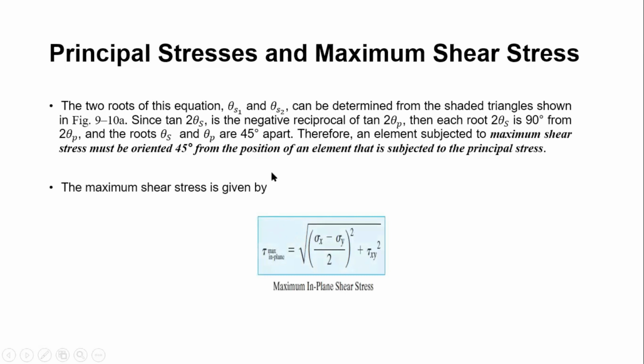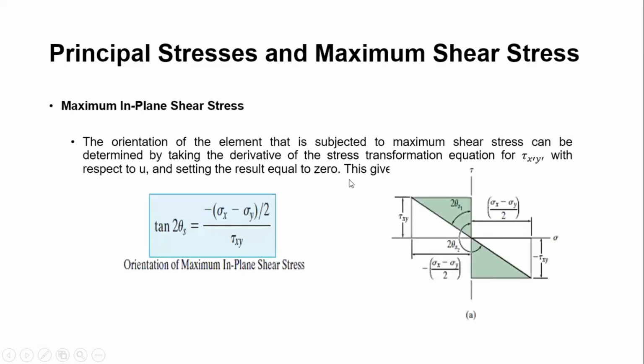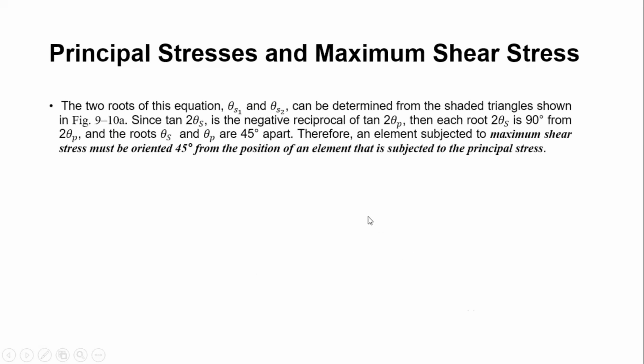So the two roots of this equation, so theta S1 and theta S2, can be determined from the shaded triangles shown in the figure. So ito yung figure na sinasabi dito. So since tan 2 theta S is the negative reciprocal of tan 2 theta P, then each root 2 theta S is 90 degrees from 2 theta P. And the roots theta S and theta P are 45 degrees apart.